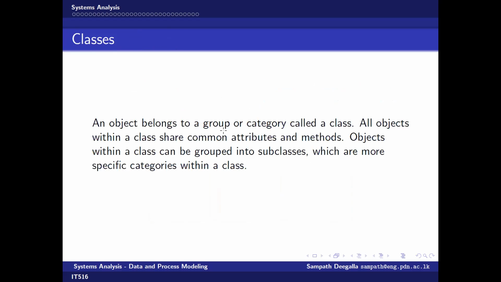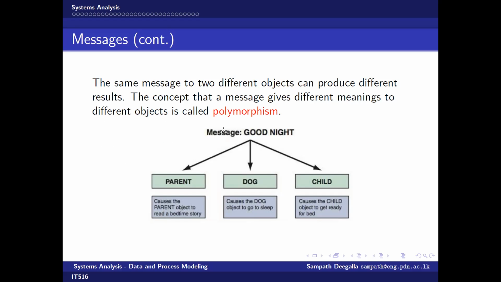So this idea is actually giving a message with different meaning to different objects. We call it polymorphism. Same thing, but you will have different results sometimes.